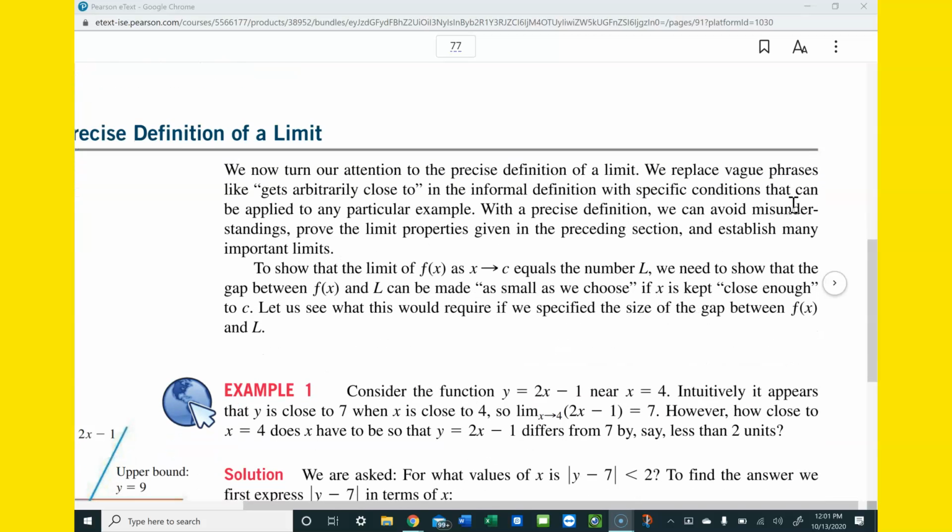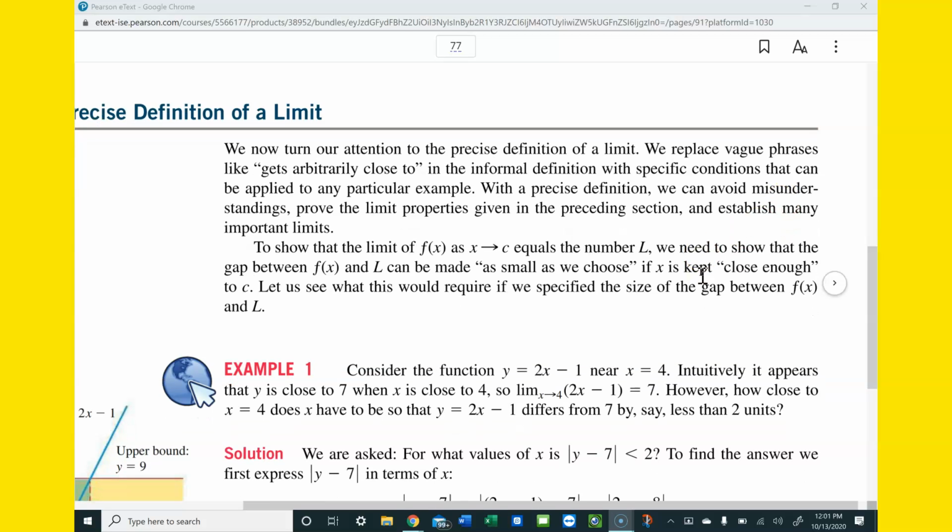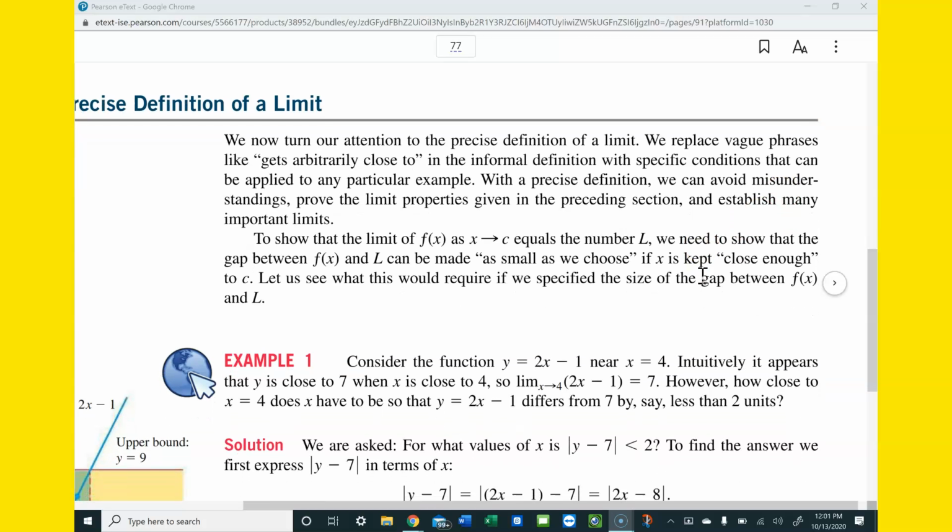Now there's going to be a lead up to it. So the things we're going to talk about first may seem kind of weird, but they are all to lead up to this true, precise definition of a limit.